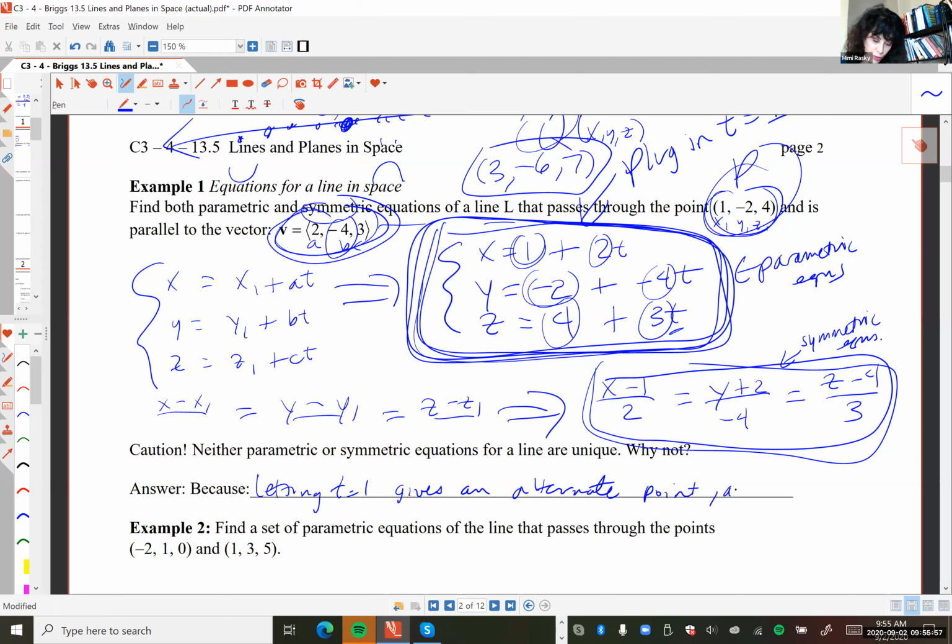So any multiple of V, this is an alternate way you could have different answers. Any multiple of the direction vector V can be used as your direction vector, okay?